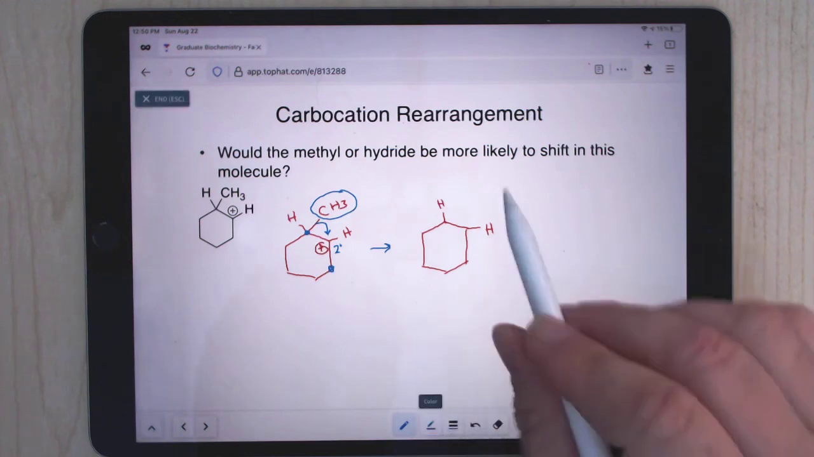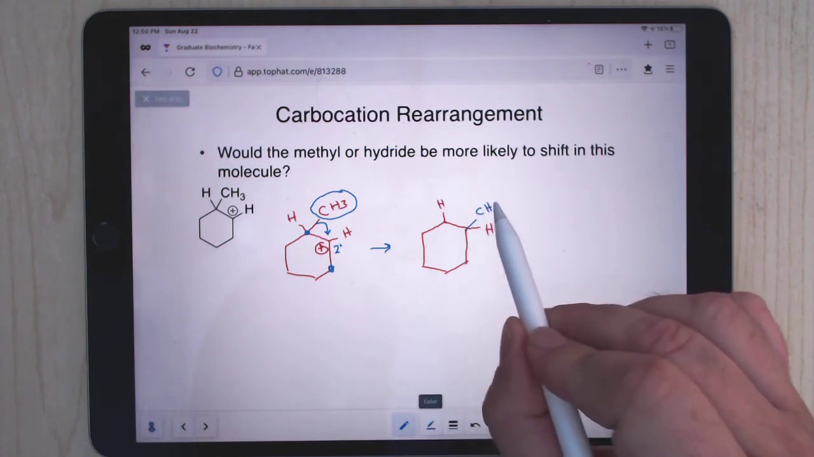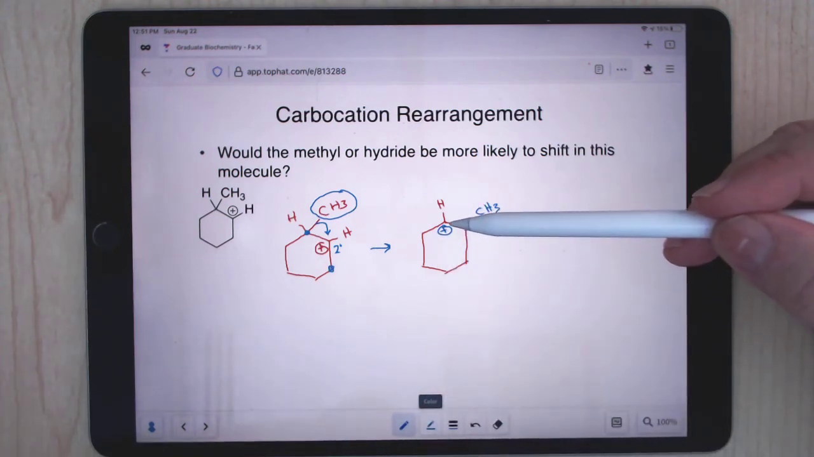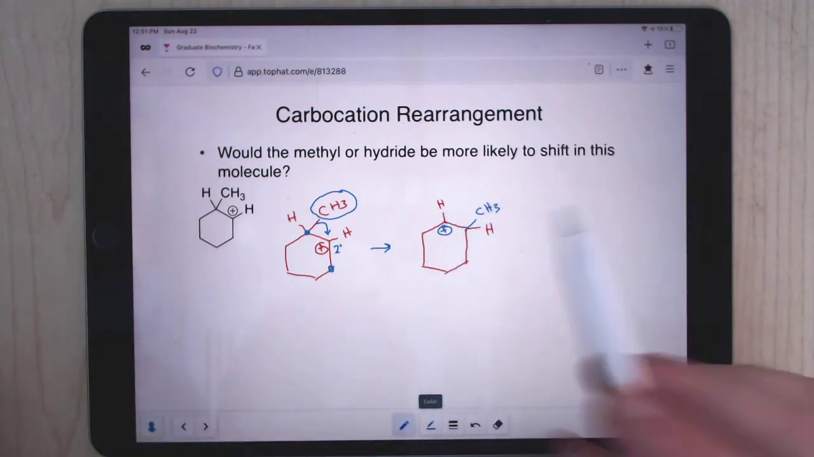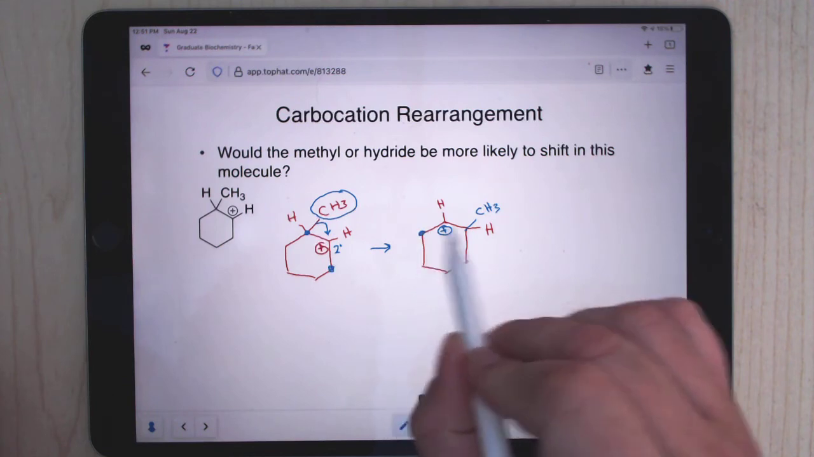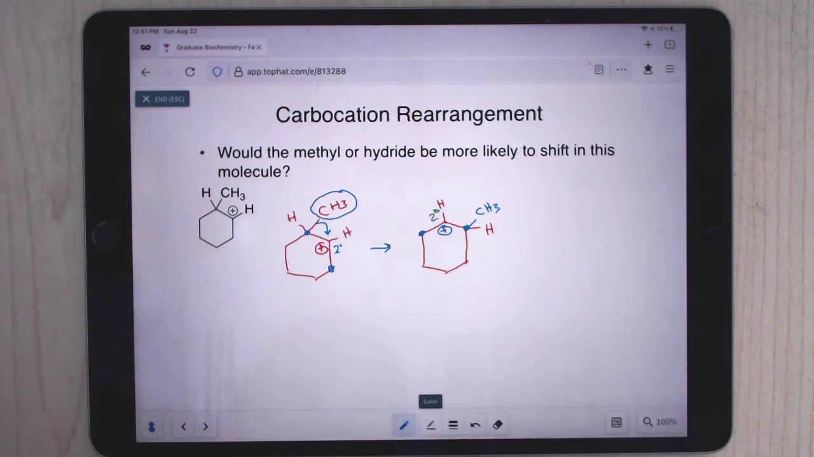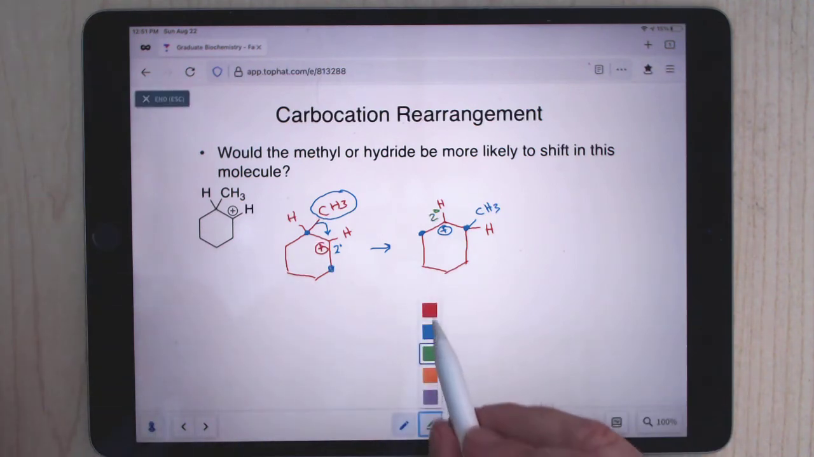I'm going to do this in blue so it's easier to see. And then that would mean that this carbon has the positive charge, right? Because it only has 3 bonds. But the problem is, if we look at this, this is also secondary. So it doesn't do us any good. Okay? So let's try this again.